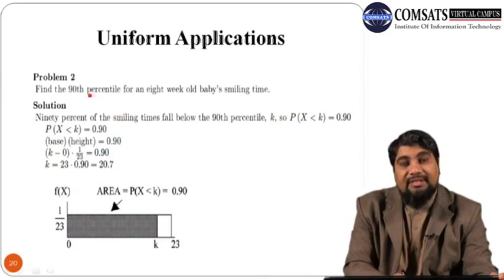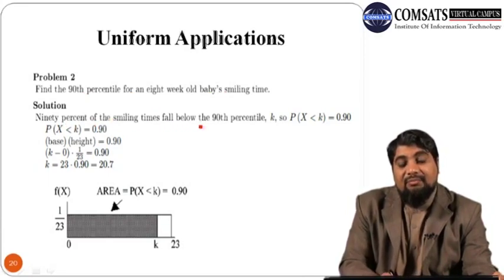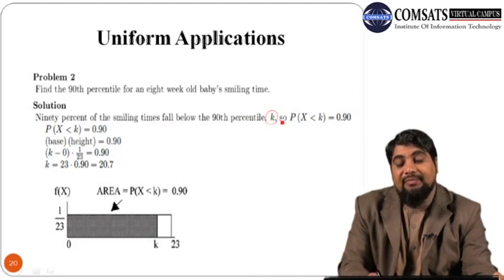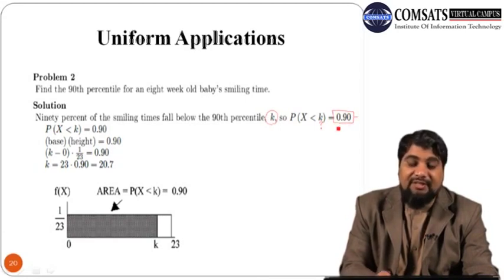Find the 90th percentile of an 8-week-old baby's smiling time. So 90% of the smiling times fall below the 90th percentile. Suppose the number is k. So we can say that the probability that X is less than the number k is 0.90. So what is this particular value? Below this k we get 90% of the probability, or 90% of the area.